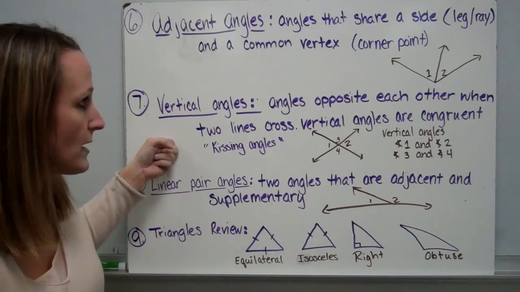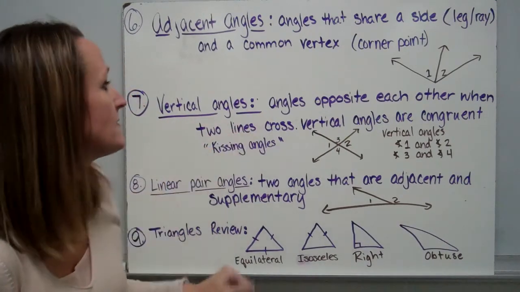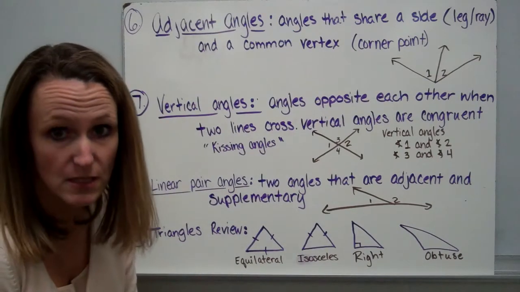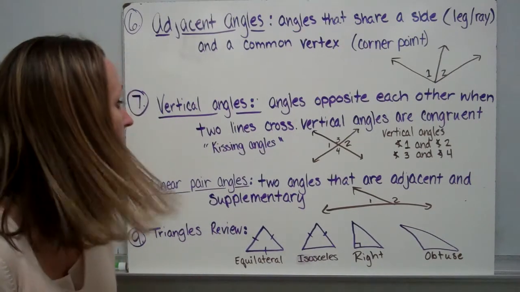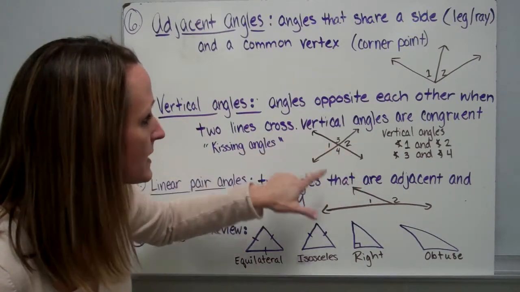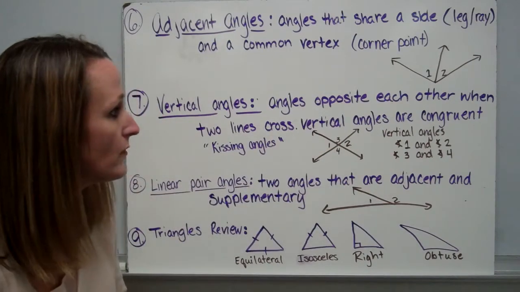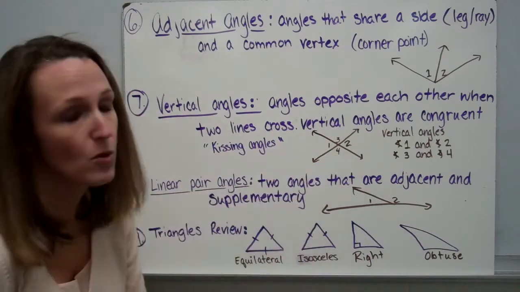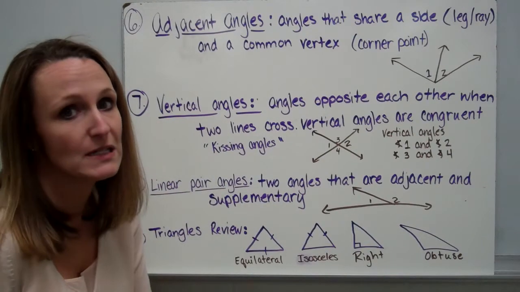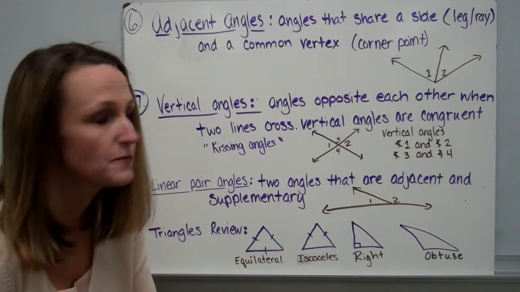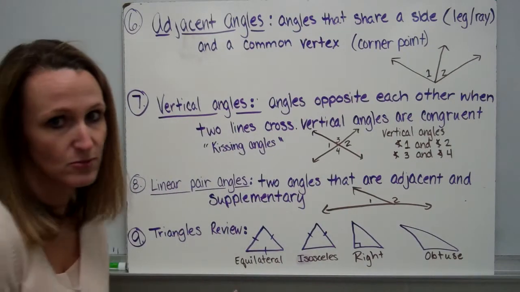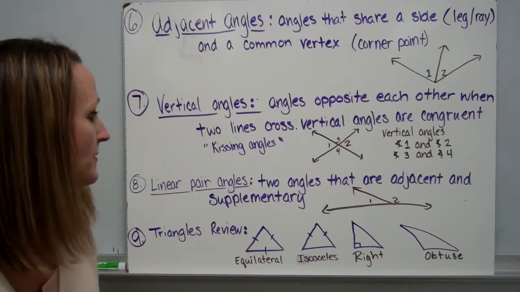Next we have vertical angles. Angles that are opposite of each other when two lines cross. Vertical angles are congruent, which means they are the same size. I always call them the kissing angles because it looks like two fish who are kissing. So like angle 1 and angle 2 are vertical angles, angle 3 and angle 4 are vertical angles. This is something that you will use a lot as you get into higher maths and you start doing something called proofs. But vertical angles, they are congruent. Again, kissing angles. That's how I've always told people to remember it.